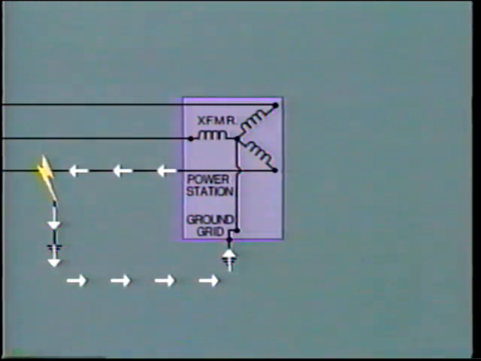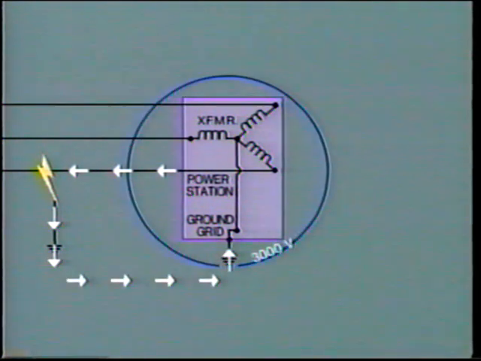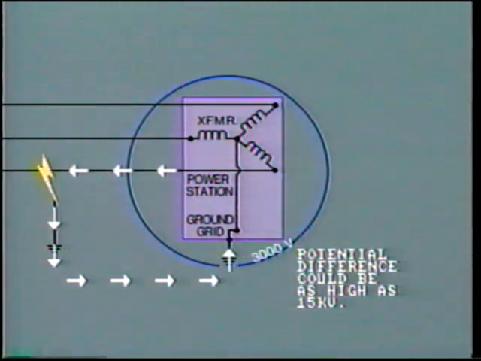The consequence, then, is that as the fault current passes through the ground resistance, it produces a rise in potential at the substation local ground. This may be in the order of a few hundred up to thousands of volts above the potential at remote ground. While substation design attempts to minimize GPR, 15 kilovolt levels have been recorded.